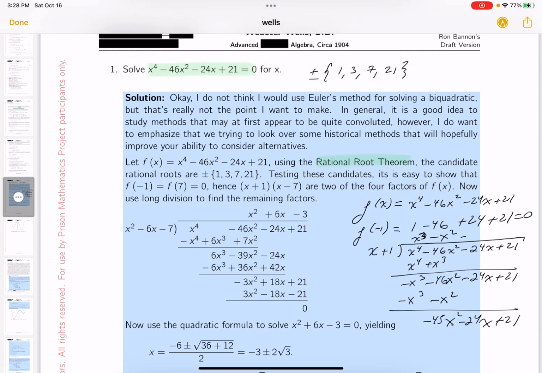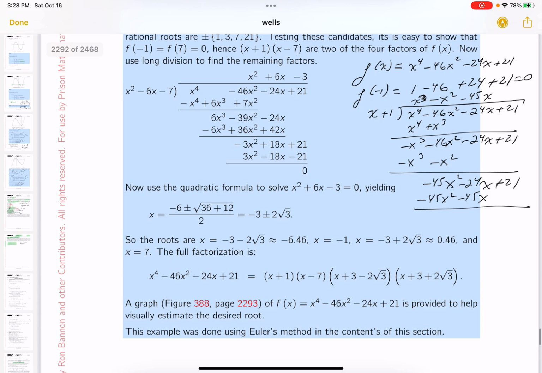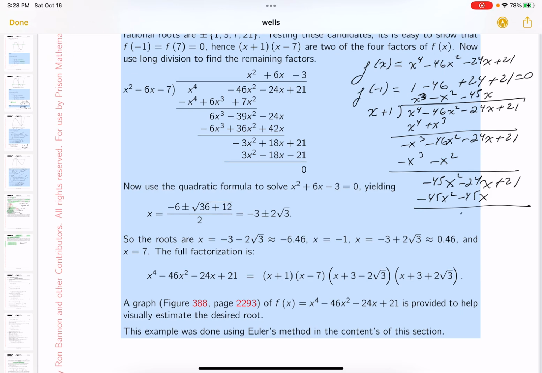So I'm going to say minus 45x, which is minus 45x squared, minus 45x. I'm going to subtract now. What are you going to get? You're going to get, let's see, 21x now, right? Plus 21, which is going to be what? That's going to be plus 21, right? So what do you get there? 21x plus 21, which is equal to 0.